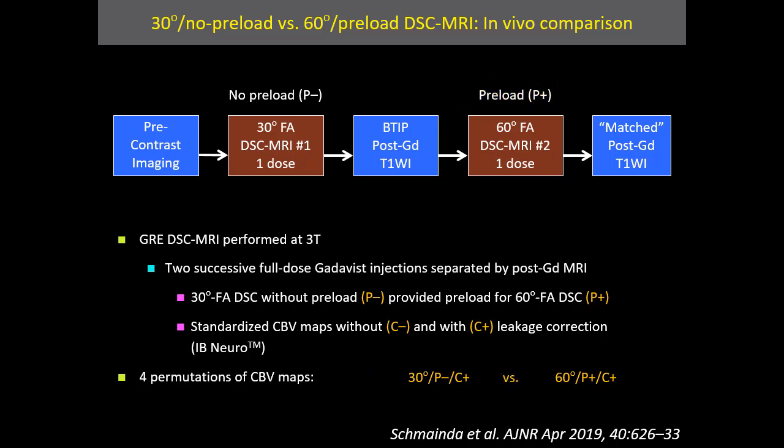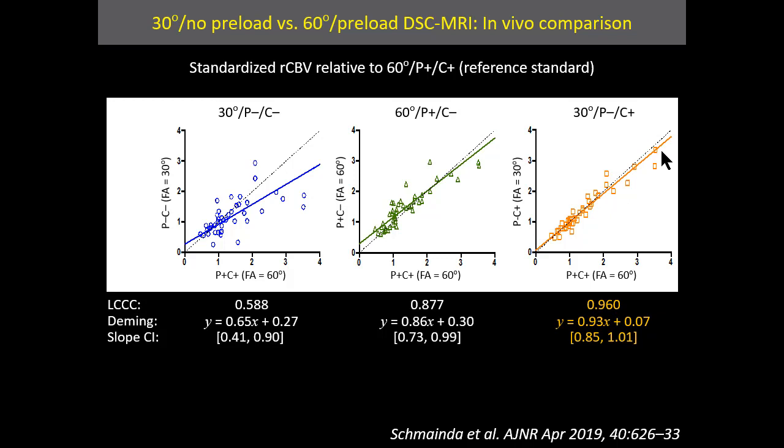We were primarily interested in comparing the performance of the low flip angle, no preload acquisition to the intermediate flip angle acquisition with preload. What we found is excellent agreement between the no preload 30-degree acquisition scheme and the preload intermediate flip angle acquisition scheme according to Lin's concordance correlation. And we also found that there was still substantial added value of leakage correction even in the low flip angle, no preload scheme, which putatively has lower T1 sensitivity.